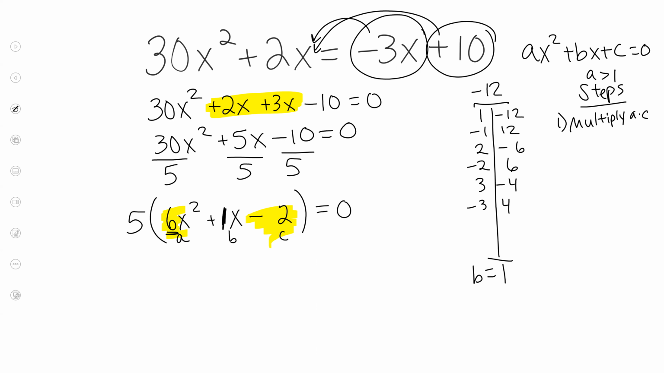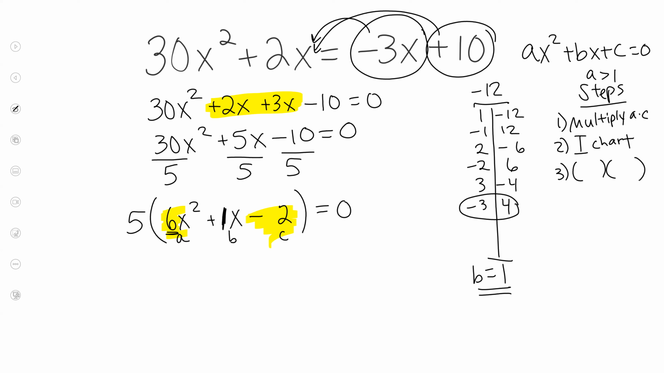Okay, so these numbers all multiply to be negative 12. However, only this one will add to 1. So those are my numbers. So step 2, we did an eye chart to find our numbers. Step 3, we're going to put them in the parentheses.